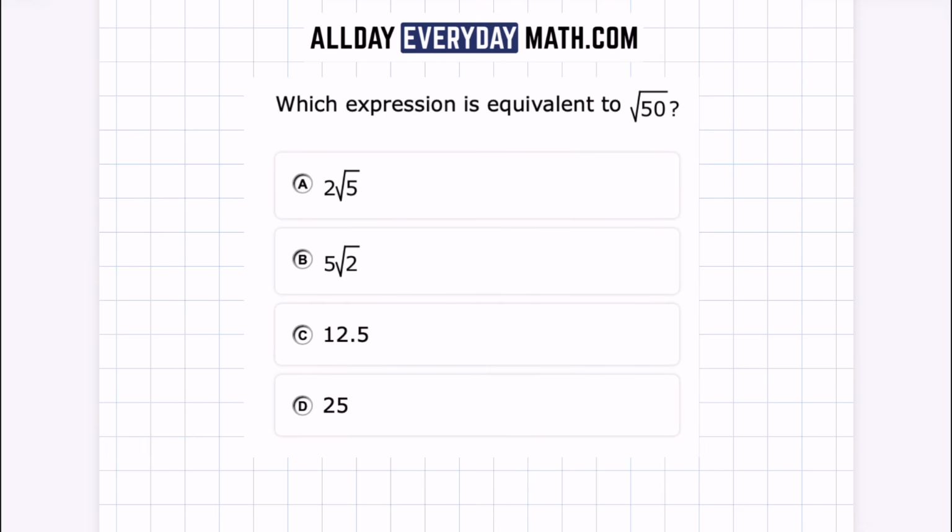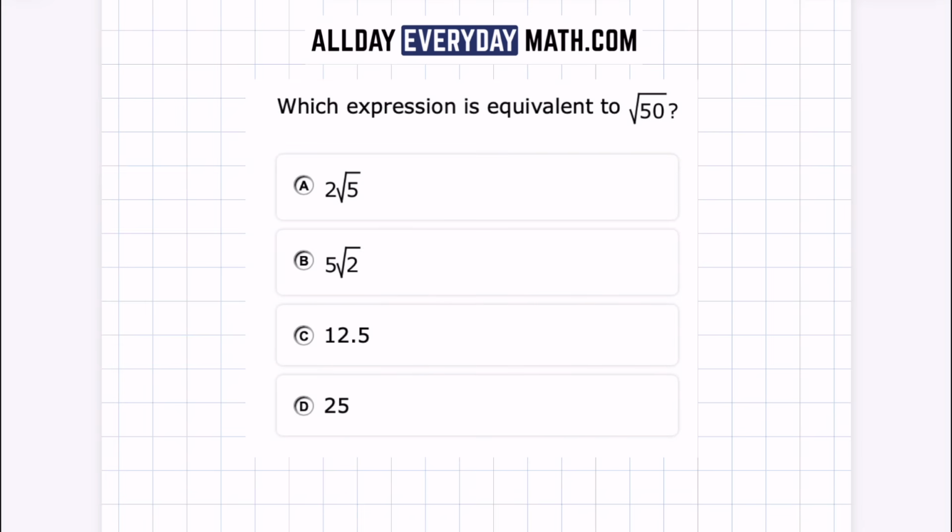This is number 3 from the 2025 Algebra 1 EOC. It says which expression is equivalent to the square root of 50. So if you have a calculator, you can easily type in the square root of 50, press enter, and get a decimal, and then you can do the same with letter A through D to see which of these answer choices gives you the same decimal number. But for this video, I'm going to go ahead and show you how to solve this by hand.